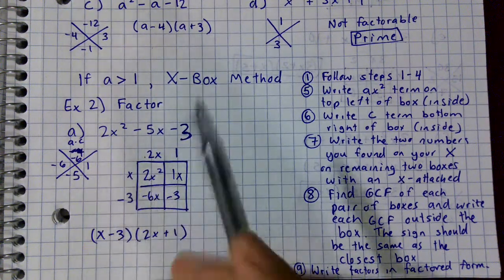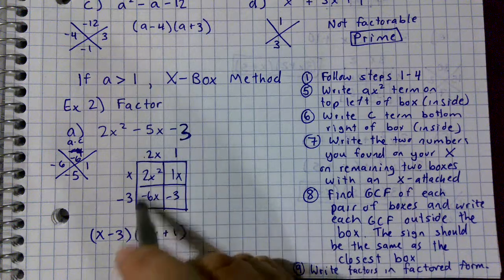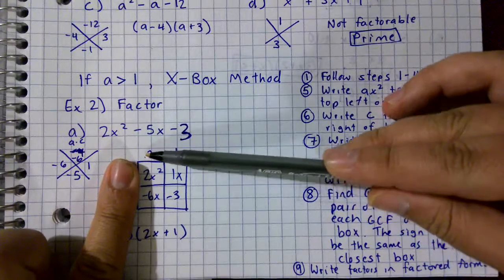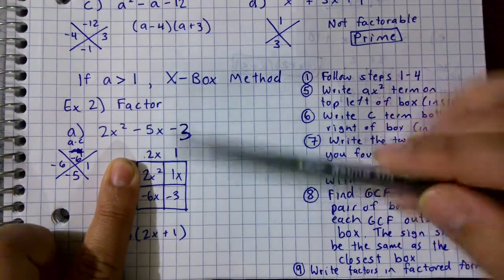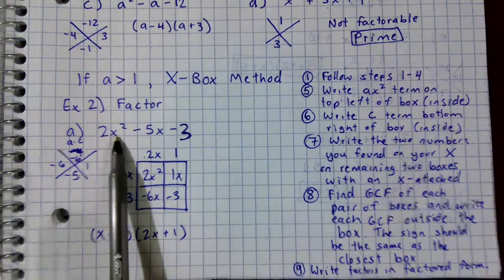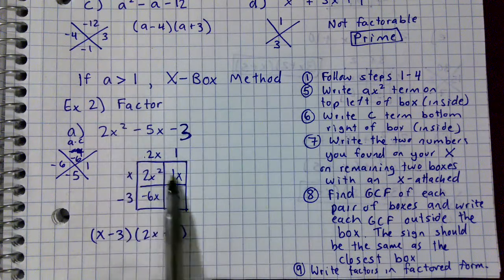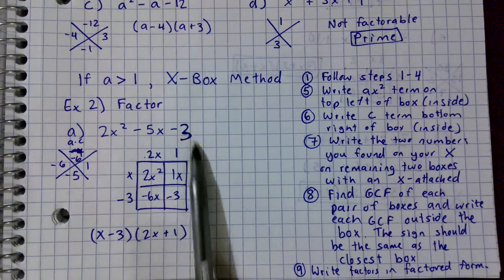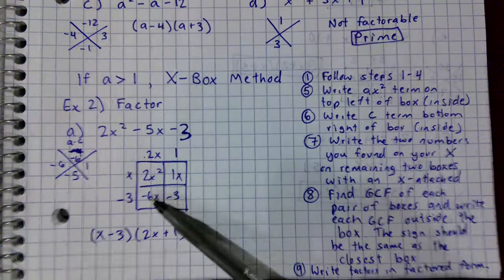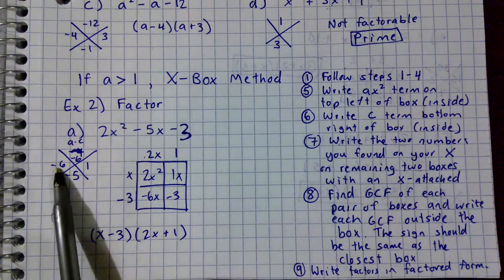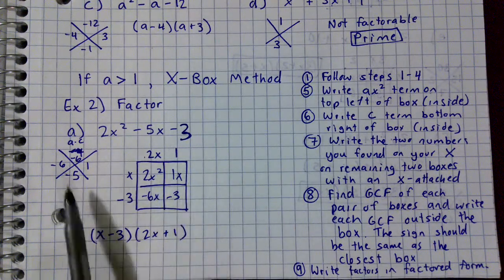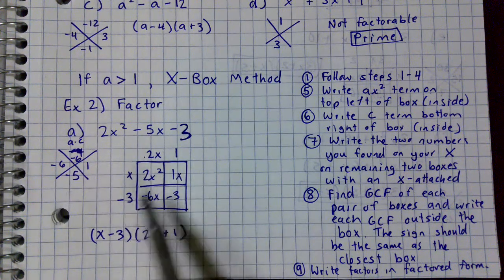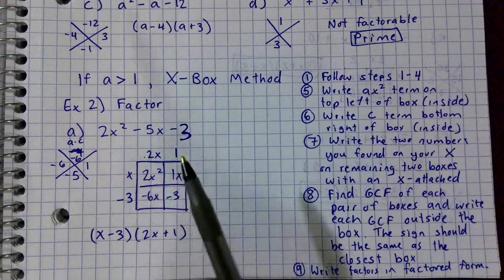How do we do the box? Well, first we draw a box, a 2 by 2 box. And the first thing we fill out about the box is the inside. So ignore the outside for now. First, we're going to fill in the inside. On the top left box, we're going to put the first term, the whole thing, 2x squared. And then the bottom right box is going to be the last term, negative 3. Then the two diagonal boxes are going to be the two numbers that we found with an x attached. So negative 6x and 1x. It doesn't matter where you put each one. You can put them in any order. You're going to end up getting the same answer at the end.